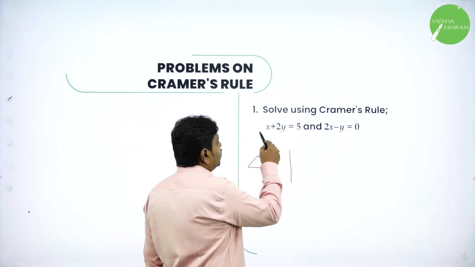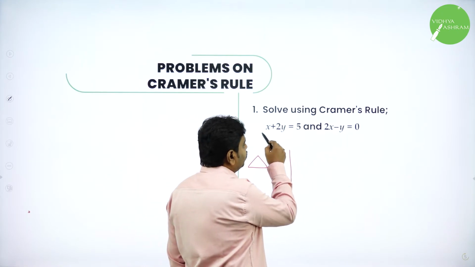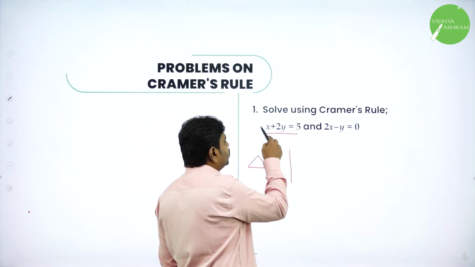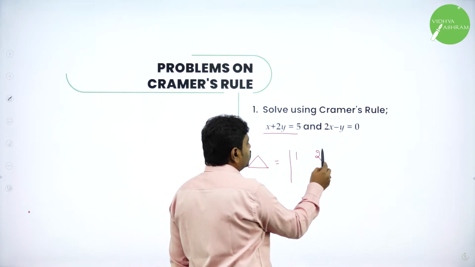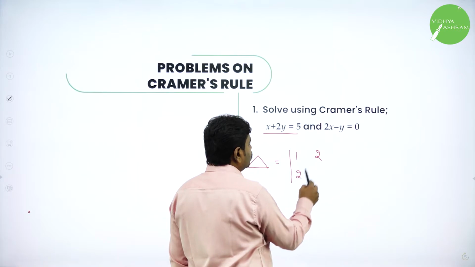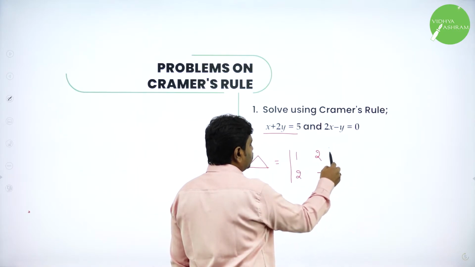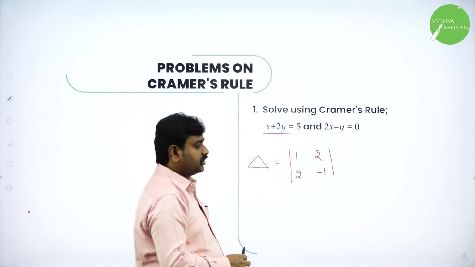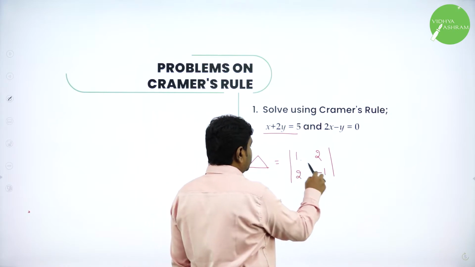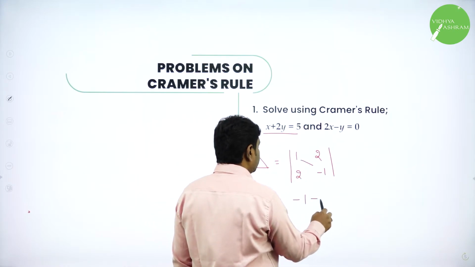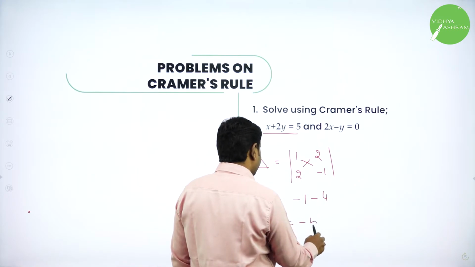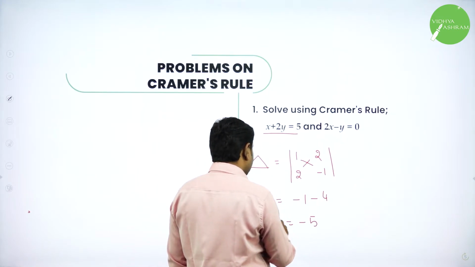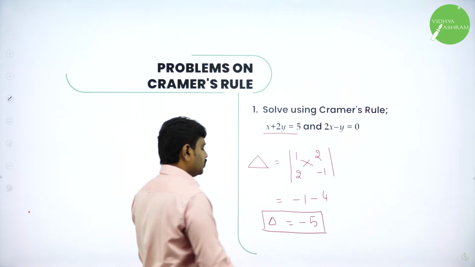So in the first row, write the coefficients of x and y of the first equation. First equation, what is the x coefficient here? x means 1x, 1. What is the y coefficient? 2. Second equation, coefficient of x is 2, coefficient of y is minus 1. This is delta. Then multiply 1 into minus 1 is minus 1, minus 2 into 2 is 4. So delta gives you minus 5. You got the value of delta. This is the first step.